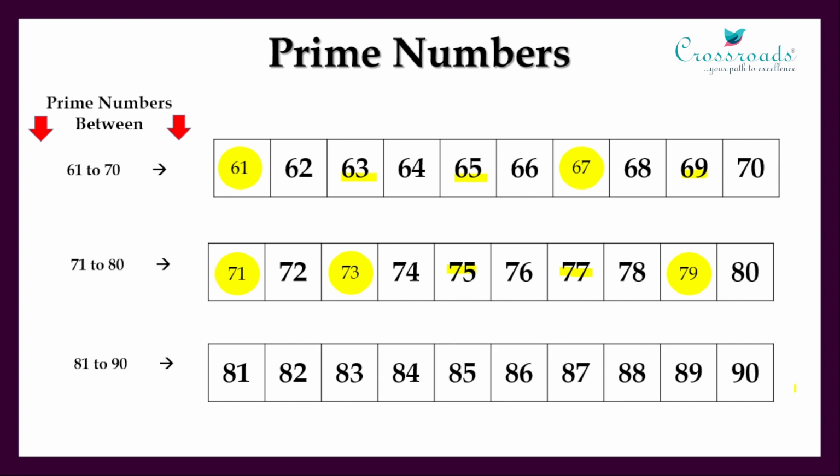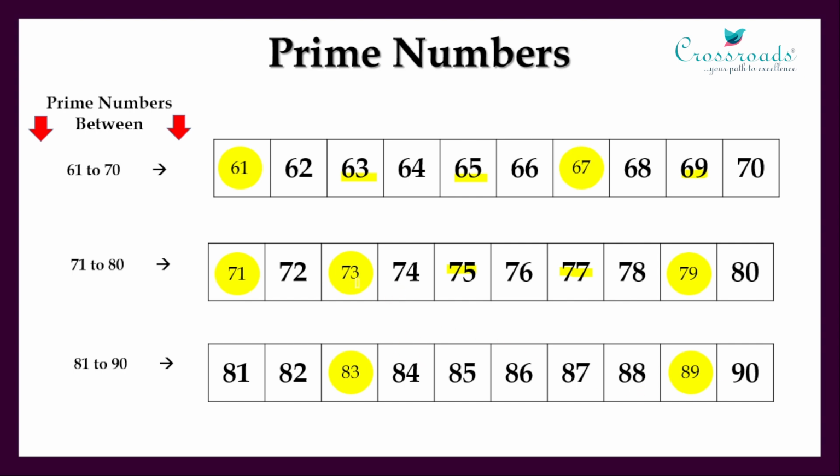Prime numbers between 81 and 90. Which are those numbers? 83 and 89. And 82, 84, 86, 88 and 90 are all even numbers and they become composite numbers. Now, which are the numbers left out?